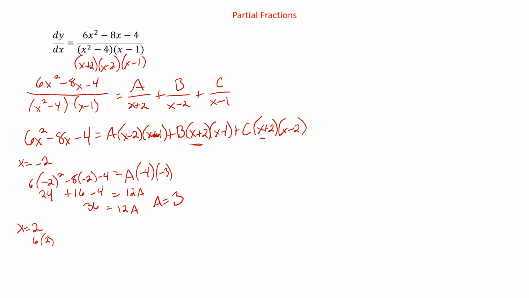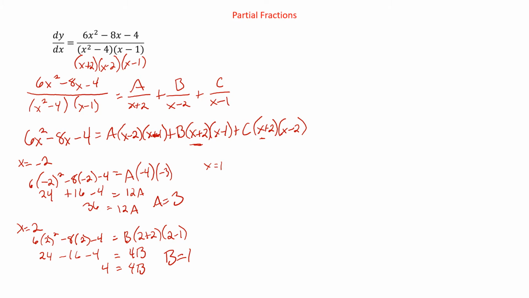All right, now let's plug in x equals positive 2. So we'll have 6 times 2 squared minus 8 times 2 minus 4 equals, in this case, the a is going to be 0 because we'll have x minus 2. The b will have 2 plus 2 times 2 minus 1. And then the c will be 0. So simplifying. 2 squared is 4 times 6 is 24 minus 16 minus 4 equals, this is 4 times 1, so this is 4b. 24 minus 16 minus 4 is 4 equals 4b. So b equals 1. And then we can plug in to solve for c, so we'd plug in x equals 1.